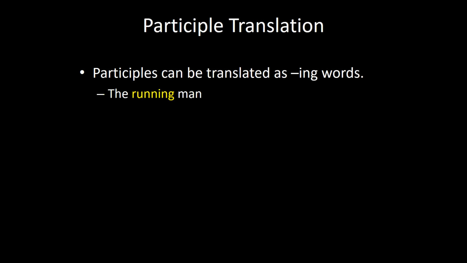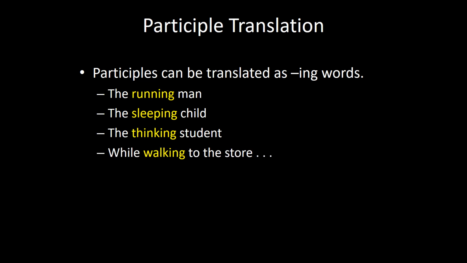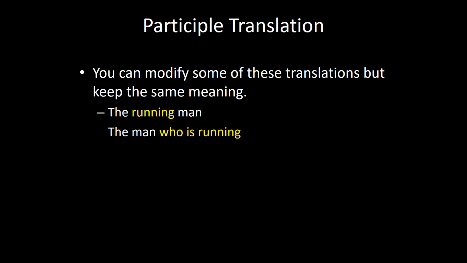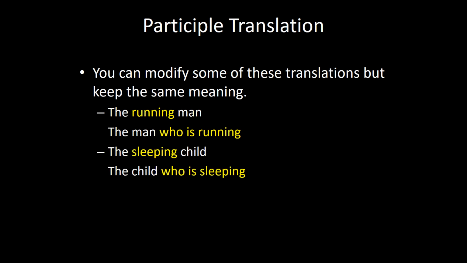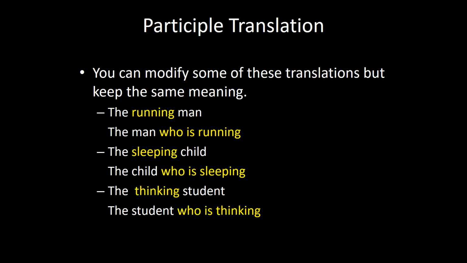Participles are -ing words, such as the running man, the sleeping child, the thinking student, while walking to the store, after watching this lesson. All of these in Greek are examples of participles. We can modify these translations just a little bit and still express the same idea, and sometimes in Greek you'll do the same thing to a participle. So instead of saying the running man, you could also say the man who is running. You're still expressing the same idea. The sleeping child could also be the child who is sleeping. The thinking student could also be the student who is thinking.